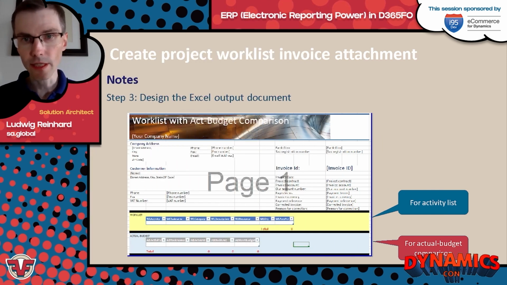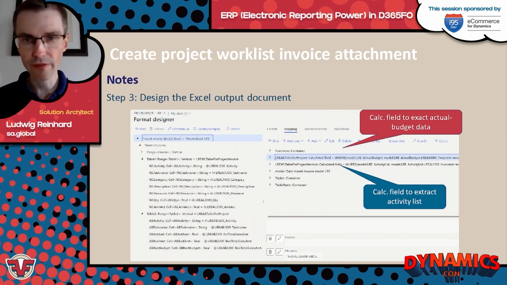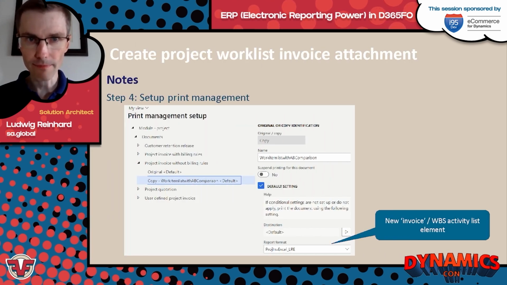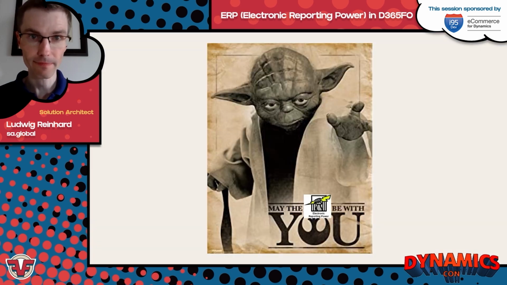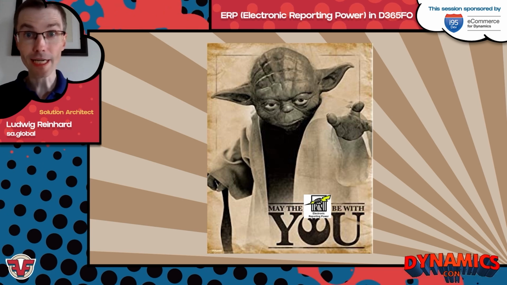Okay, and then the last thing is the design of this additional document that you want to give to your customer. Here I just highlighted the sections in yellow and blue color. You can use different design patterns, whatever you like. And then, of course, the last step is that in the print management, you have to set up a second invoice copy where you attach this second document with the activity details. So that's basically all you need to make this work item list work for you.